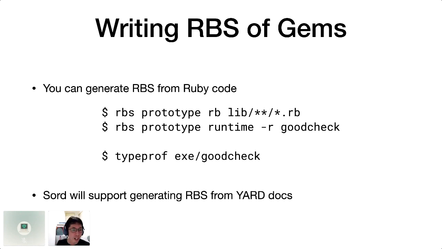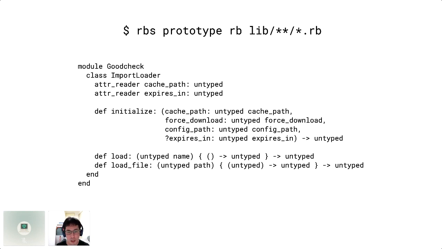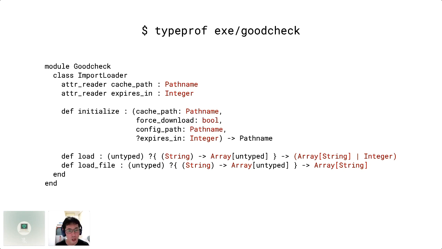Okay, so I want to note about writing RBS of gems. You can manually write the RBS files reading the source code, but we provide some tools. There is an option for generating RBS files from YARD documentation. I want to show a demonstration of TypeProf. It is another static type checker. It will scan the Ruby source code, do some smart analysis, and print the RBS files with specific types. We can see there is an ImportLoader class, and the attribute cache_path is a Pathname, the type of initialize is keyword arguments, and we can see the type of each keyword.